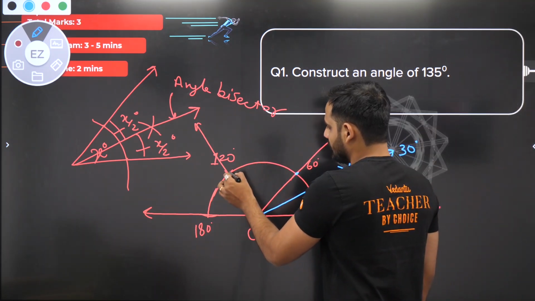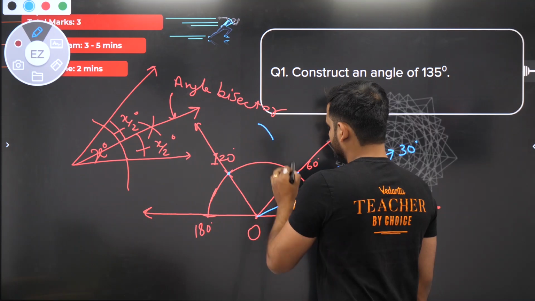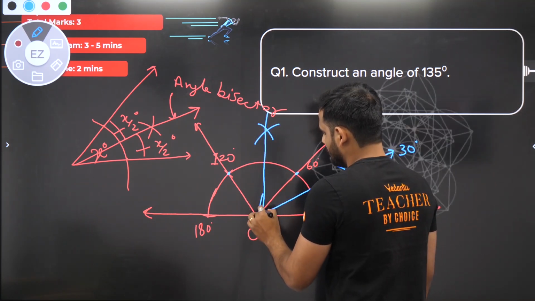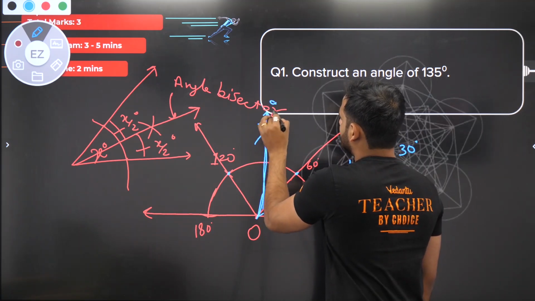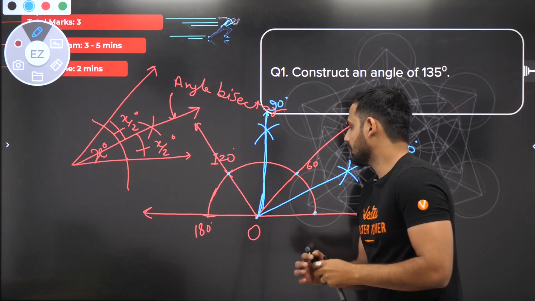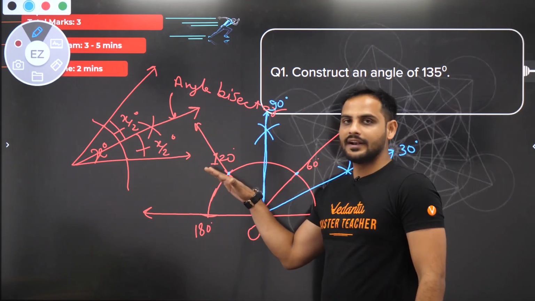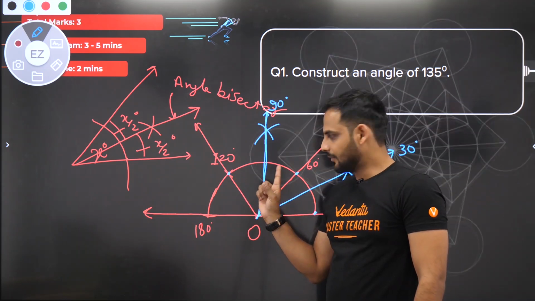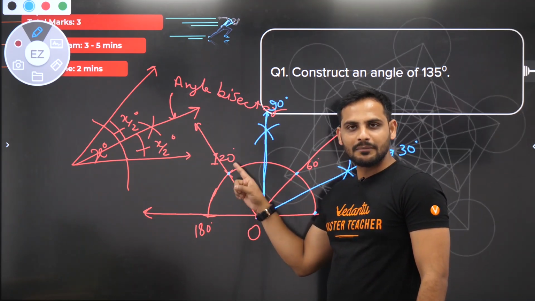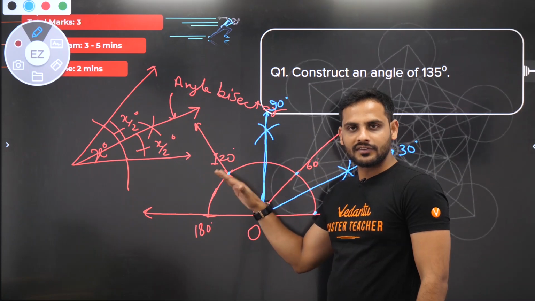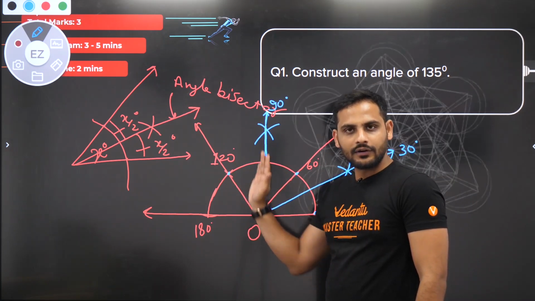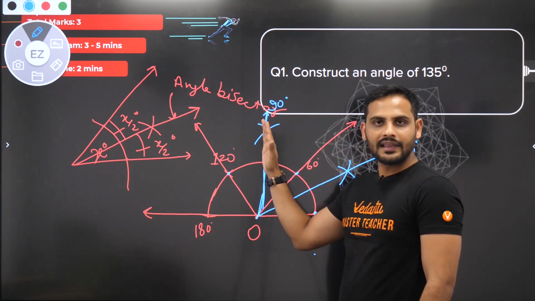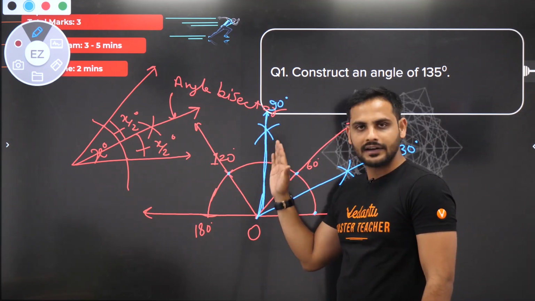Between 120 and 60, if you draw an angle bisector, by this and by this, this angle will be your 90 degrees. Why 90 degrees? From 60 to 120, the angle between them is what? 120 minus 60, so this angle is 60 degrees only. If I draw an angle bisector for this part, it will be 30.